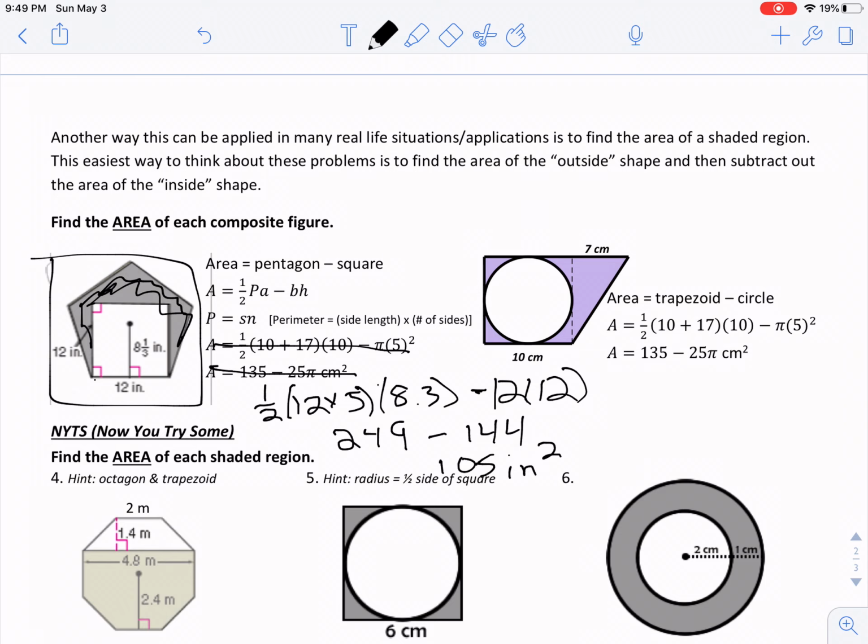All right. The second one, notice we have a trapezoid as the big shape. All right, and then we cut out a circle. We don't want the circle. All right, area of a trapezoid is 1/2 base 1 plus base 2 times the height. Area minus the area of the circle, which is pi r squared.